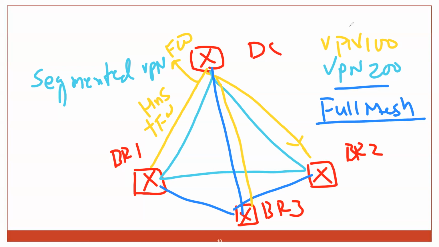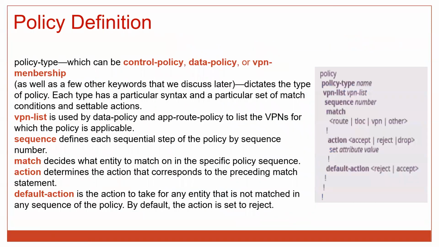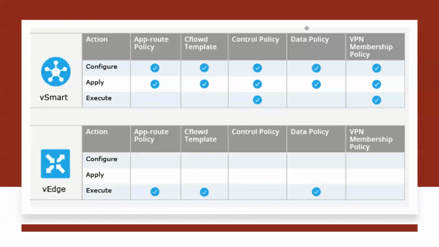Okay, so in the next class we'll do the lab related to segmented VPN. And then we will do one more lab tomorrow, that is route leaking. So what is the use case for route leaking? These two labs we are going to perform in tomorrow's session.